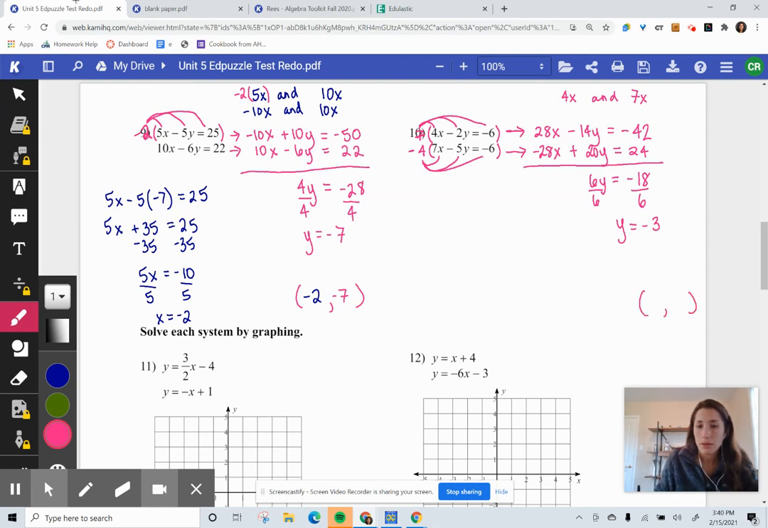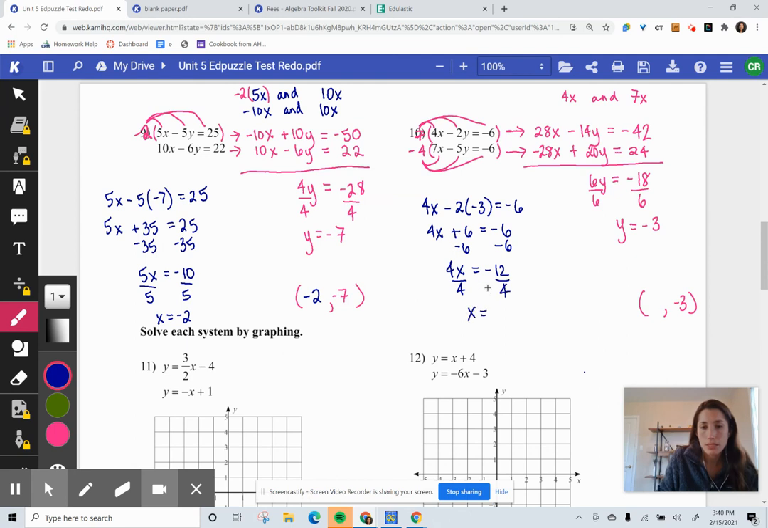And once we know our y value, we can then plug that in to solve for x. I'm going to pick any one of the equations. I just usually pick the first one. So I'm going to type in 4x minus 2 times y. We just figured out y was negative 3, equals negative 6. So then that would be 4x, and negative 2 times negative 3 is positive 6. We can subtract 6 on both sides. That should be negative 12. Divide by 4, and x is negative 3.